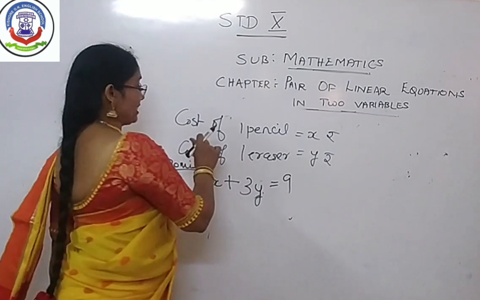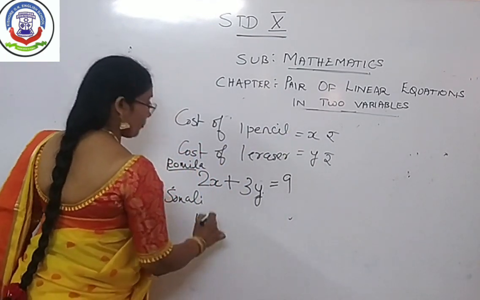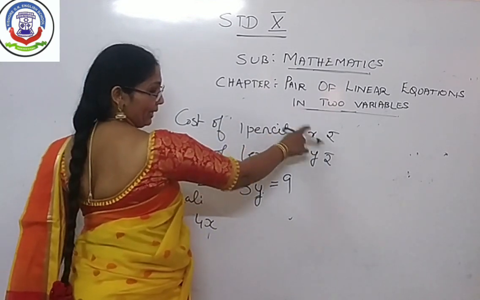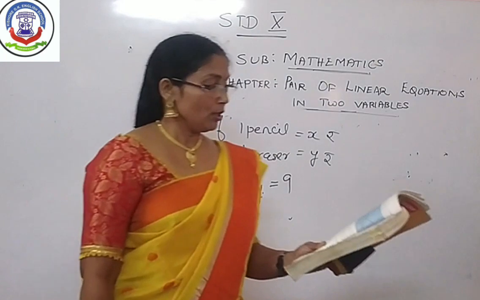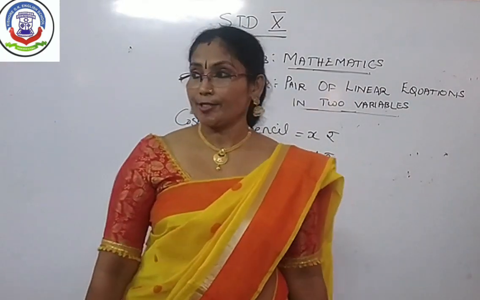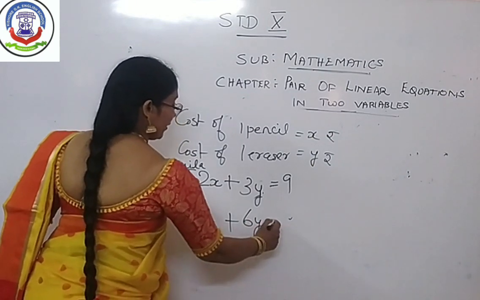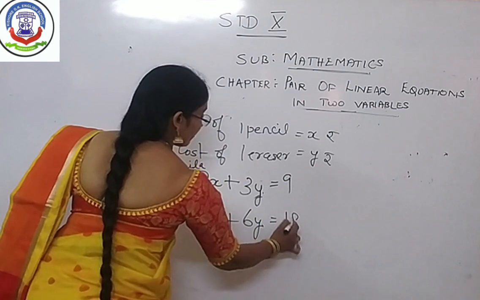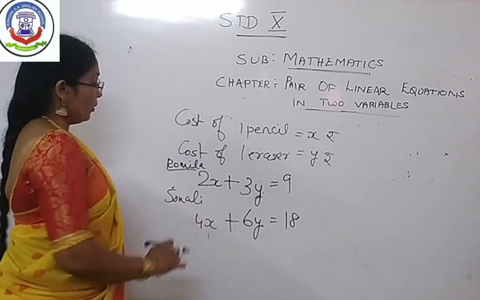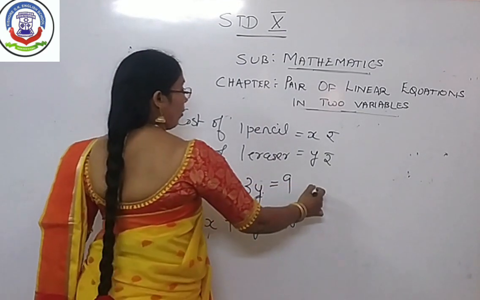That means 4 pencils amount to 4x rupees. That you are knowing that. 4 pencils means 4 multiplied by x rupees, plus, how many erasers she bought? She bought 6 erasers. 6 erasers means 6 into y. Both the amounts will contribute to 18.